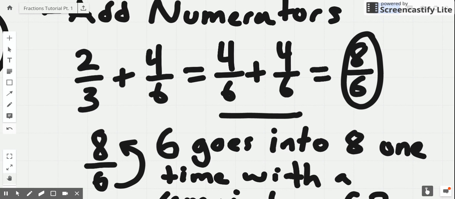First, we want to equalize the denominators, so we multiply the numerator and the denominator, in this case, by 2, and that will give us 4 over 6 plus 4 over 6. And that equals 8 over 6.